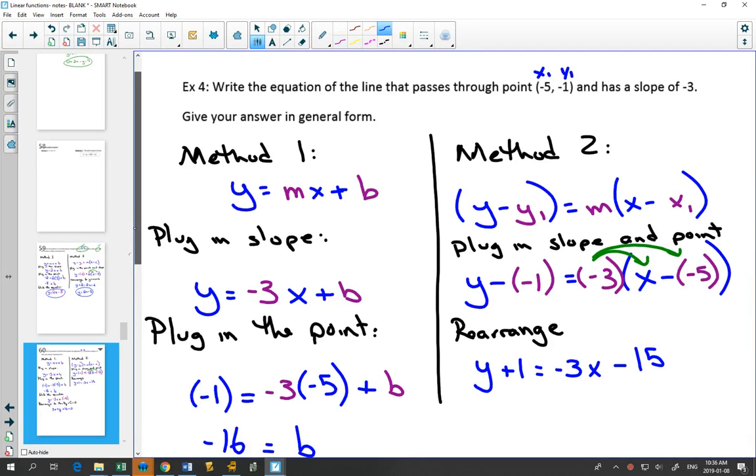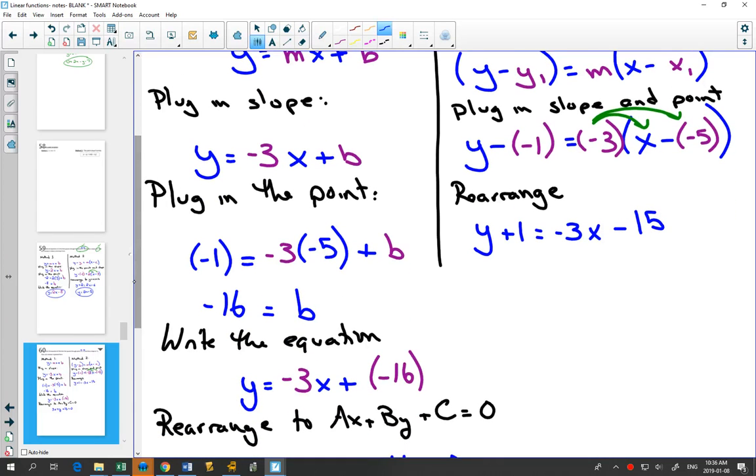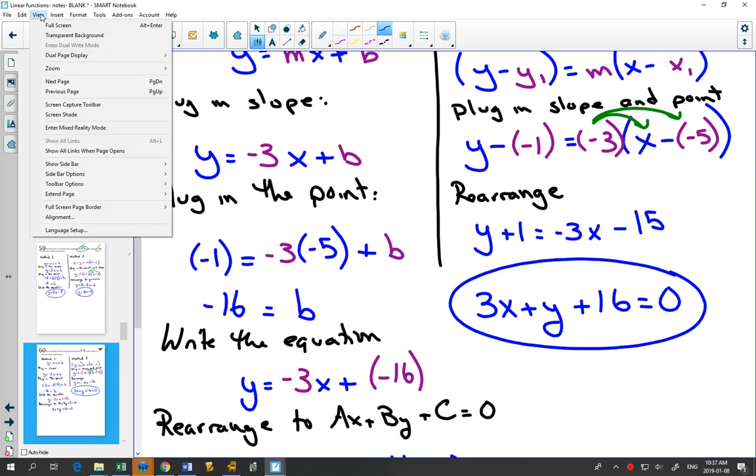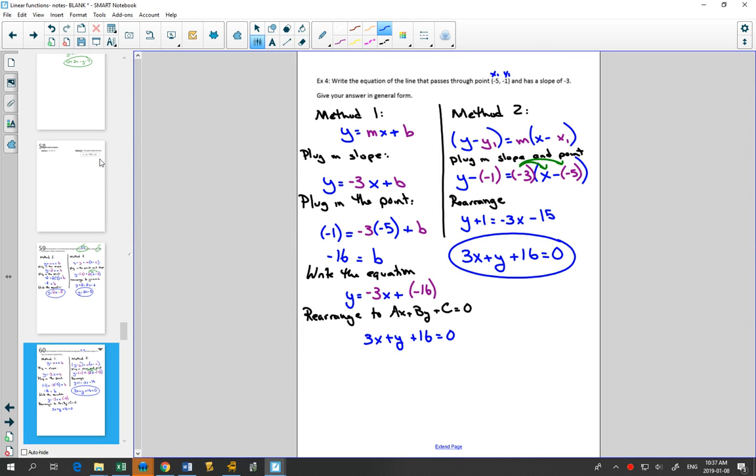We now rearrange things so that the x is positive. So I'm going to add 3x. I'm going to add 15. So if we look at this overall, it looks like in this case method 2 is shorter.